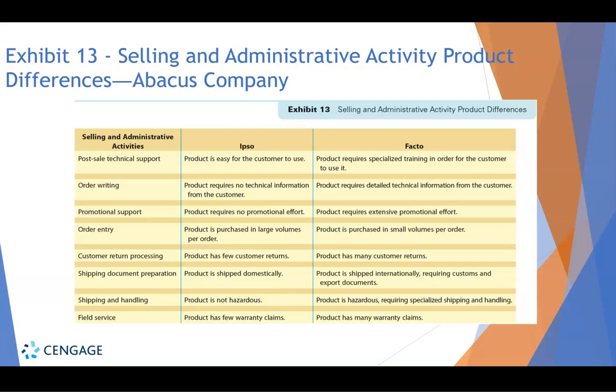So for technical support, it looks like Facto requires some more training. The order writing, Facto requires more technical information. Same with the promotional support. Now for order entry, it looks like Facto gets purchased in small volumes, where Ipso has large volumes. Facto has a lot of customer returns, where Ipso doesn't. The Facto is shipped internationally, which involves a lot more expense and cost. And Facto, for shipping, since it's a hazardous product, there's more specialty involved in the shipping. And then the field service, again, Facto has many warranty claims.